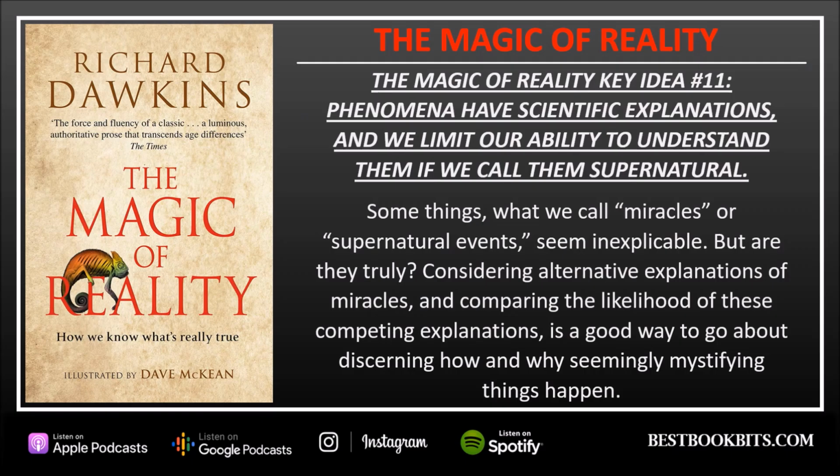The Magic of Reality, key idea number 11. Phenomena have scientific explanations, and we limit our ability to understand them if we call them supernatural. Some things that we call miracles or supernatural events seem inexplicable. But are they truly? Considering alternative explanations of miracles and comparing the likelihood of these competing explanations is a good way to go about discerning how and why seemingly mystifying things happen.